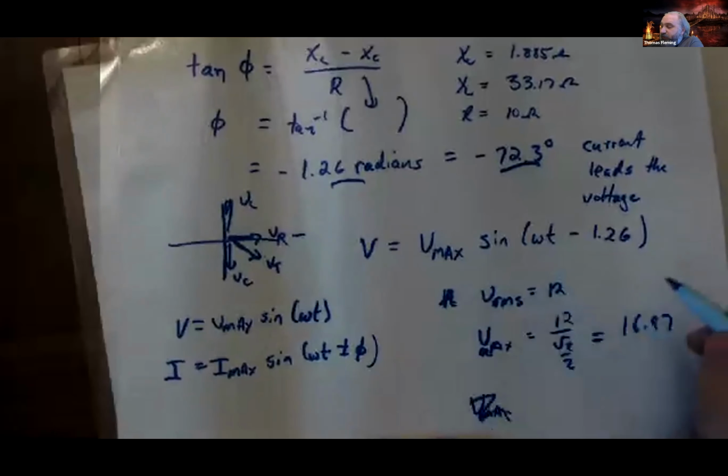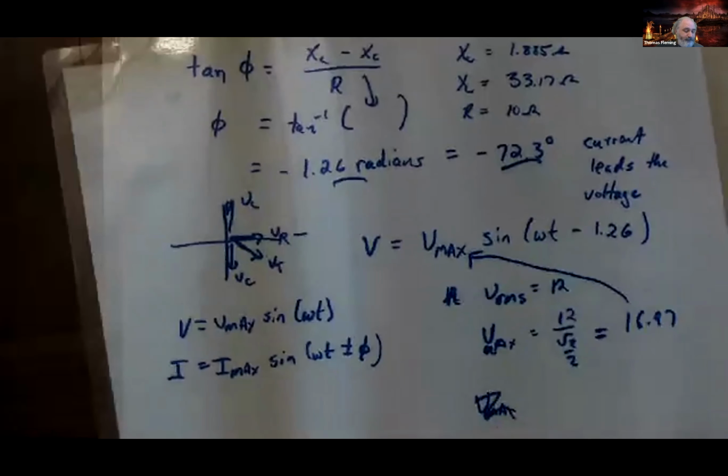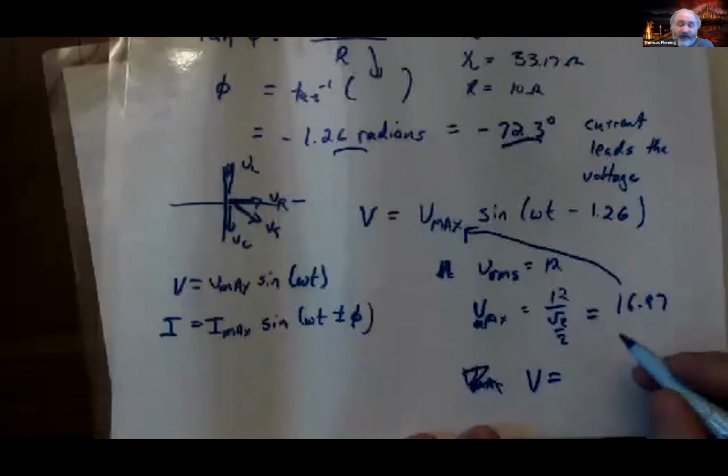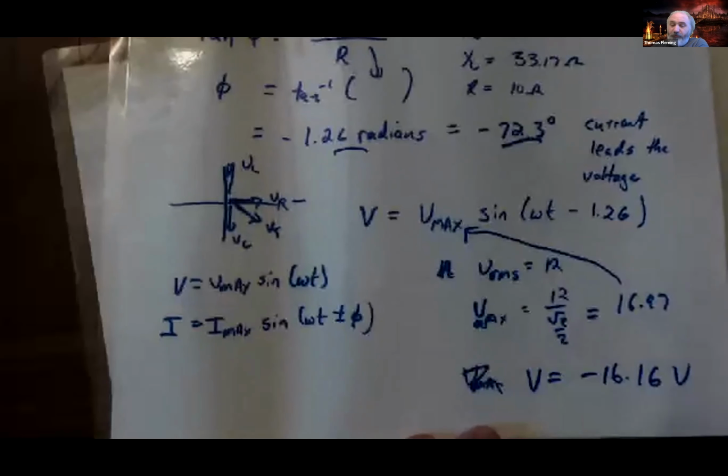So now if I plug that in here, this is Vmax. I get that the instantaneous voltage ends up being like negative 16.16 volts.